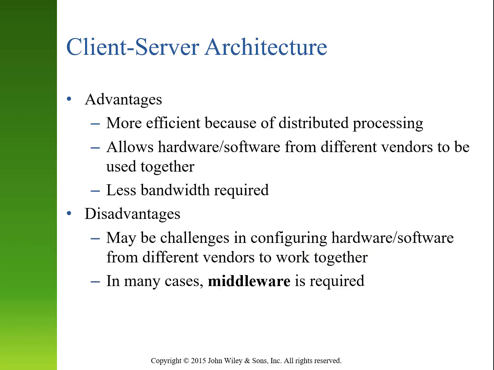The advantages of this hybrid model should be obvious. They are much more efficient because we're distributing the processing responsibilities. They allow different hardware and software from different vendors to work together, and they require less overall bandwidth than something like a client-based architecture. But the downside is because you have so much flexibility, you have increased complexity. Figuring out how to get different hardware and software from different vendors working together is challenging, and in some cases it will require an additional software step, which is called middleware.